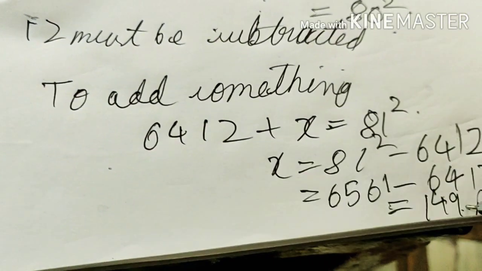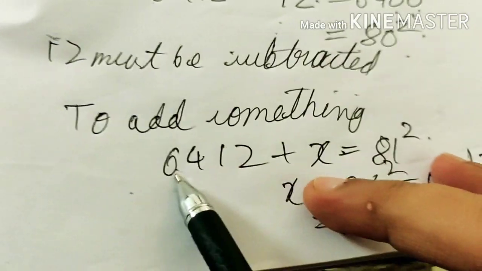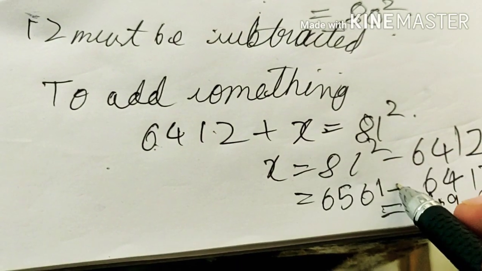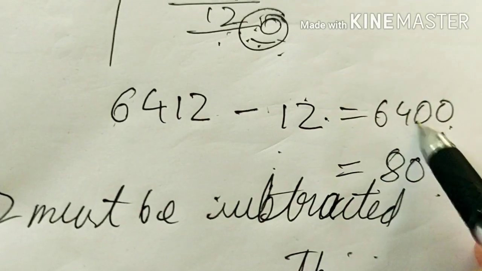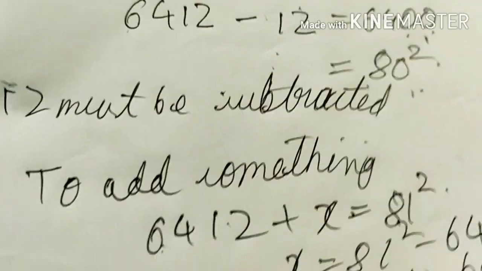Means if we add 149 to 6412, we will get a number that forms a perfect square. And here we had subtracted 12, then we got a number that forms a perfect square. Okay.